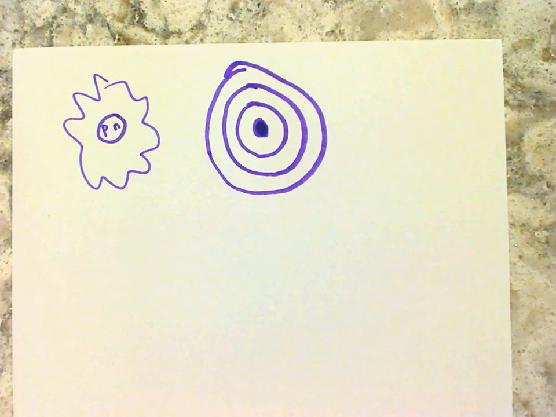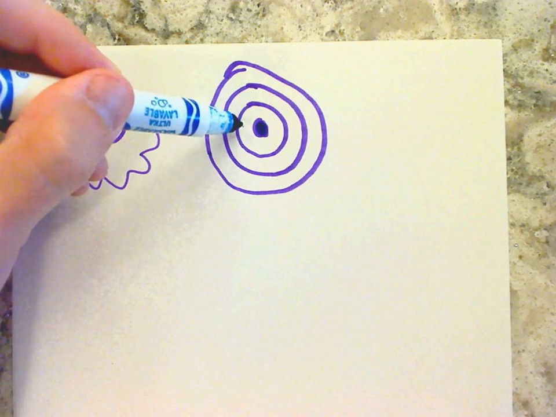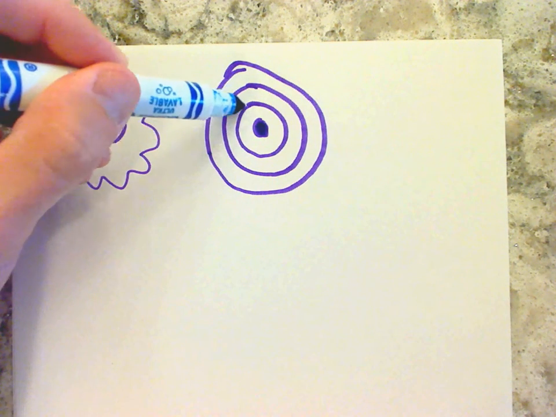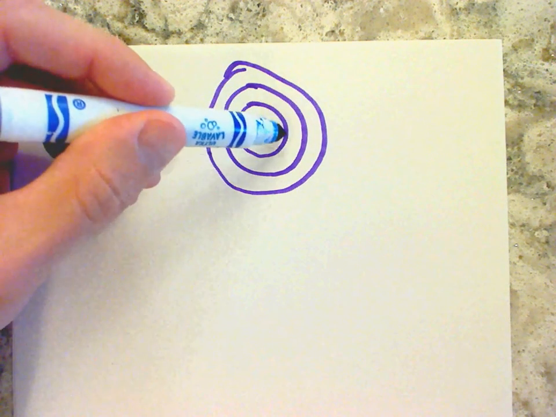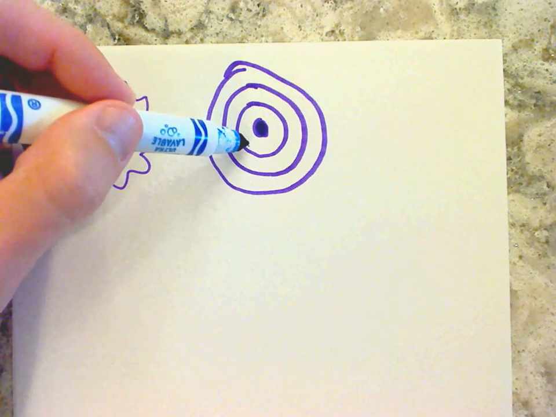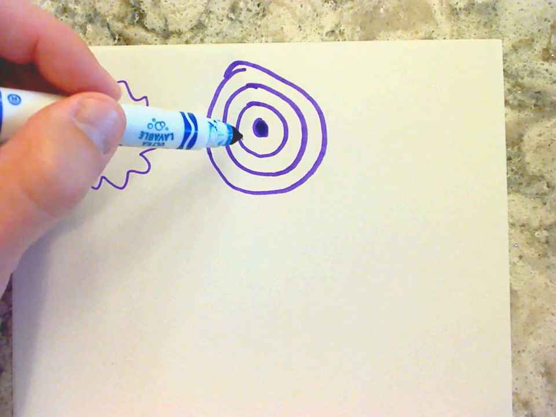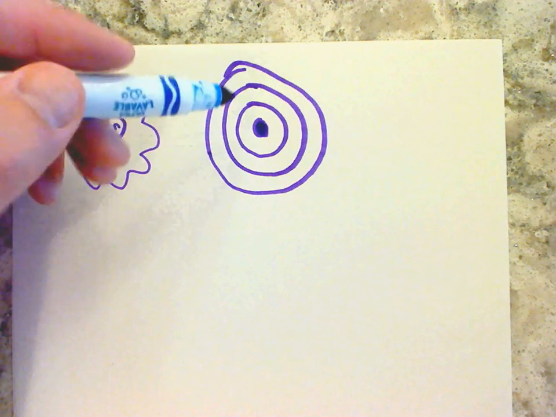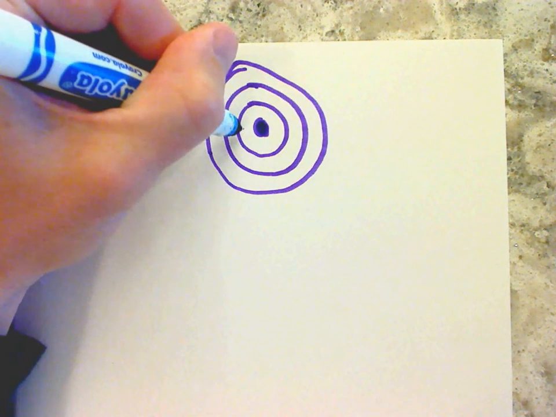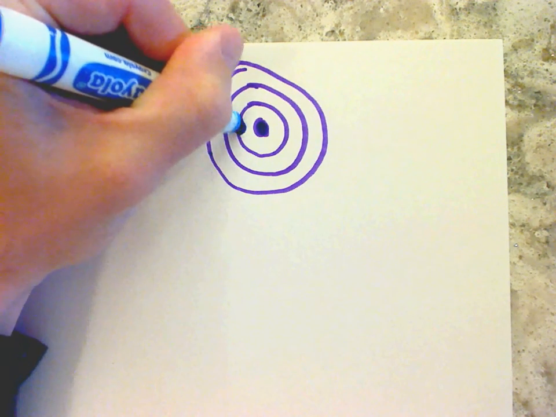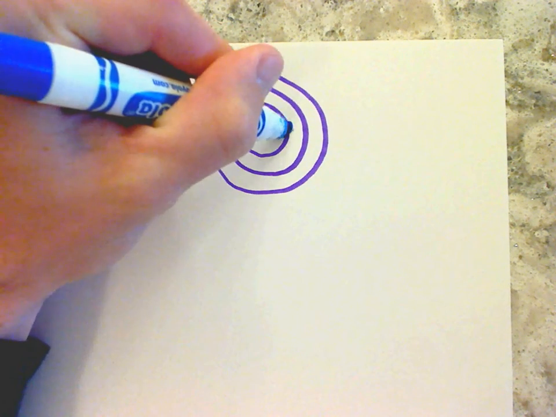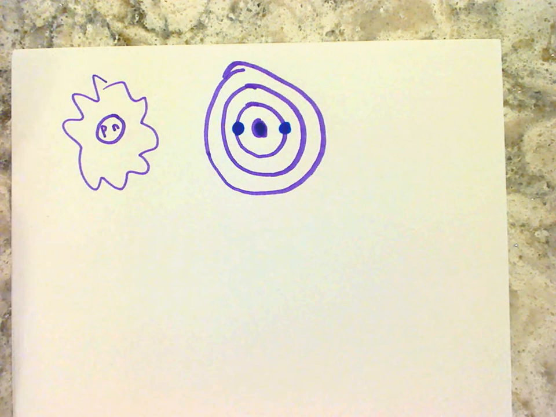We have the innermost shell. Switch colors here, maybe that'll show up. So here's the innermost shell, represented by this circle. This inner shell is small. It can only hold up to 2 electrons. So 2 electrons is its maximum. I'll go ahead and just draw them in. Electrons are just little dots that we put on here.